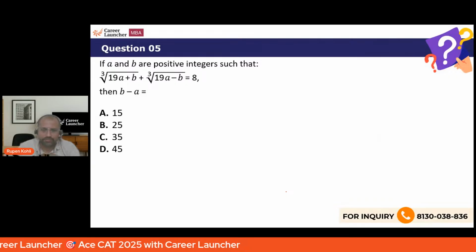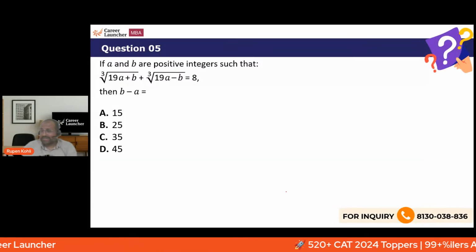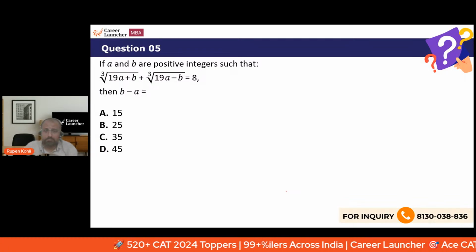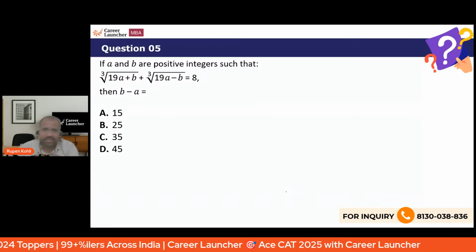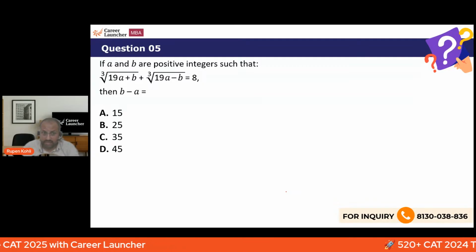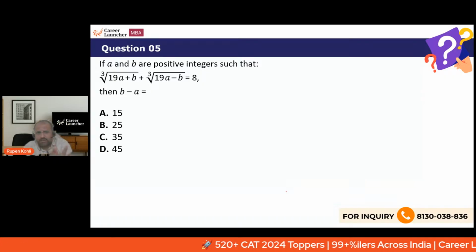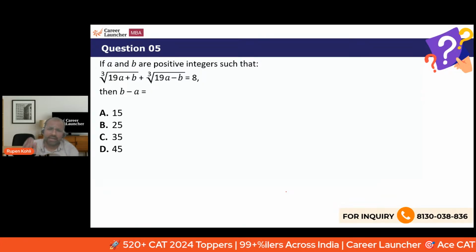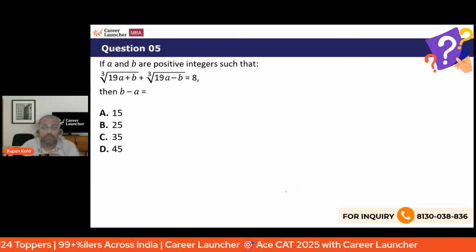Next, question 5. Coming back to variables, and as I said, the agenda is not just linear equations, not just quadratic equations, but anything where we have a question saying something is an integer. So here it is. If a and b are positive integers such that the cube root of 19a plus b plus the cube root of 19a minus b is 8, then what is the value of b minus a?